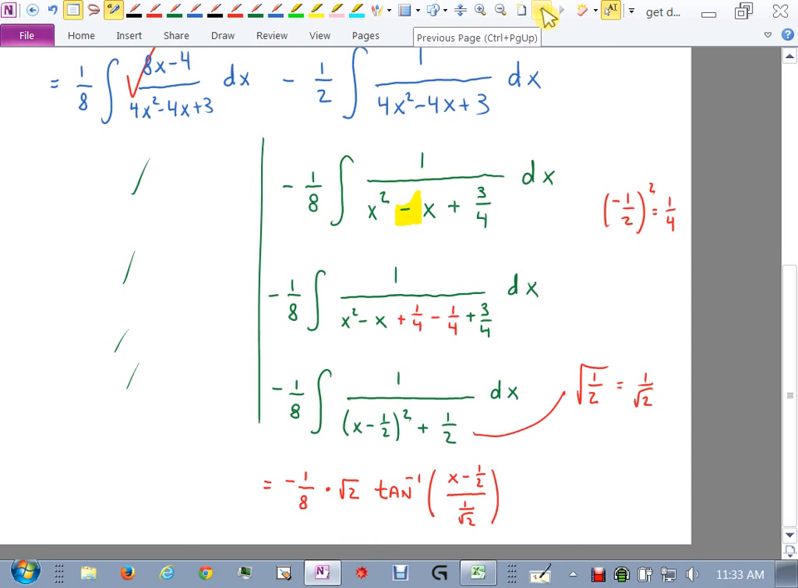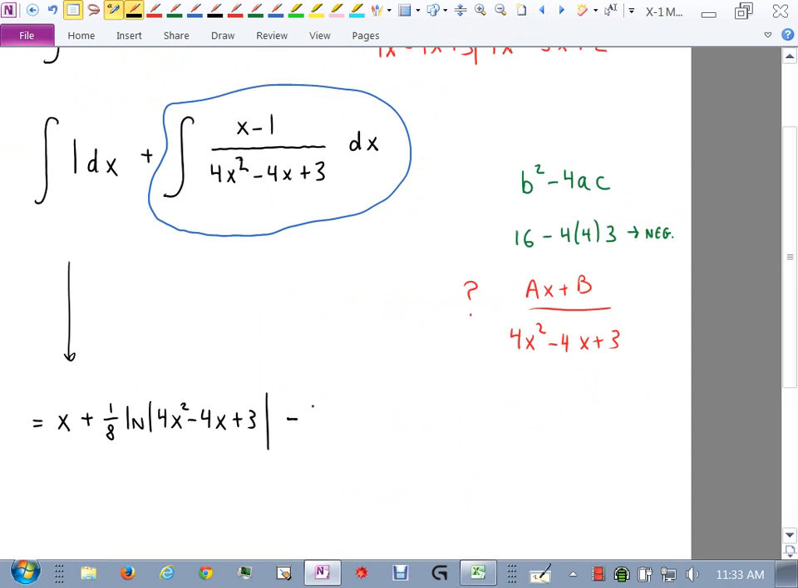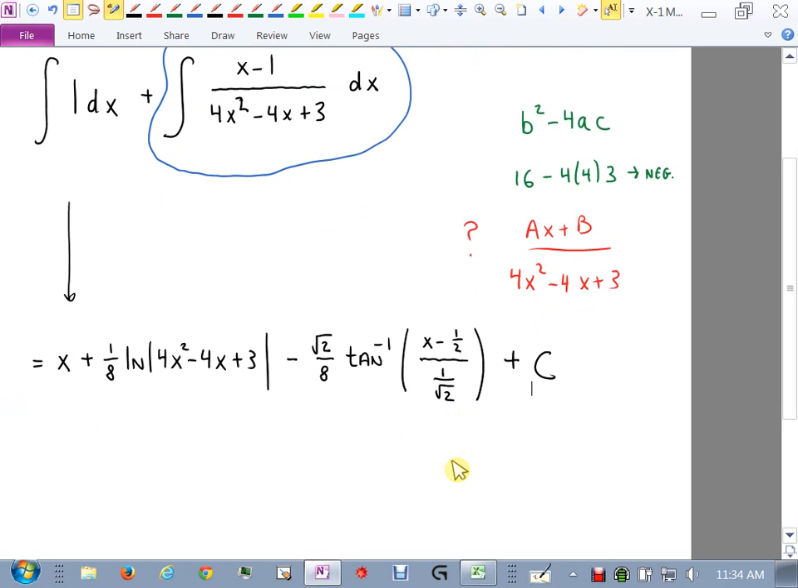And now this one comes down to be this right here. So I'm going to have negative root 2 over 8 arctangent of what? x minus 1/2 over 1 over root 2, which I could clean up a little bit inside there. Like 1 over root 2 is the same as multiplying through right here by root 2. But that's acceptable as an answer for me on a test. And that's it.